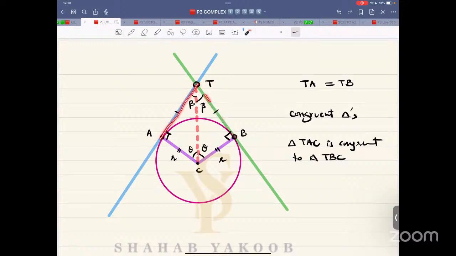That means TA is equal to TB. This is the radius. This is the radius. This is the center. This is the common line. These are two congruent triangles. This angle equals this angle. This angle equals this. This is 90. This is 90.